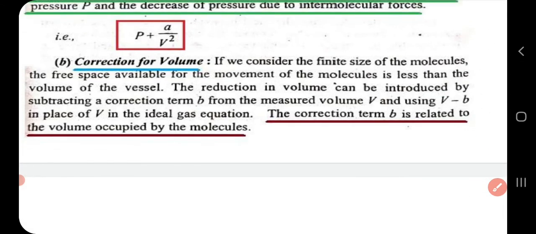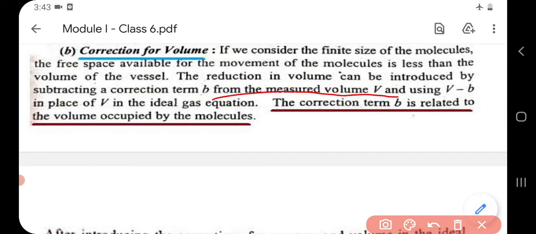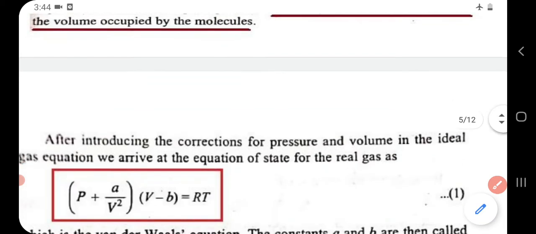Now, let us see the correction for volume. If we consider the finite size of the molecule, the free space available for movement of the molecule will be less than the volume of the vessel. The reduction in volume can be introduced by subtracting a correction term b from the measured volume V, that is, V minus b. This is the measured volume, this is the correction. So, in place of V, we write V minus b. The correction term b is related to the volume occupied by the molecules.